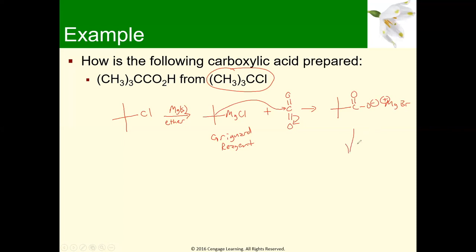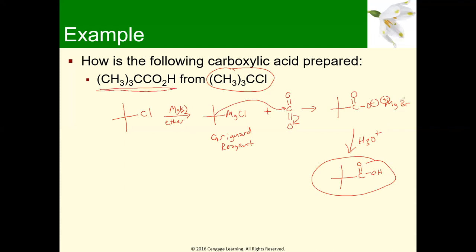But then all I need to do is treat that with some acid, H3O plus. And then I get the t-butyl, then the C double bond O, and then the OH. Which again, this is just the skeletal structure of what is written in a condensed way here.